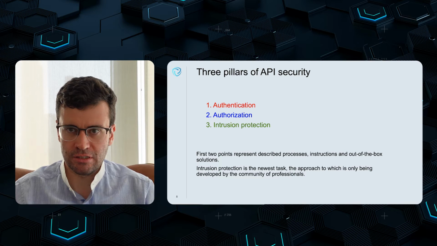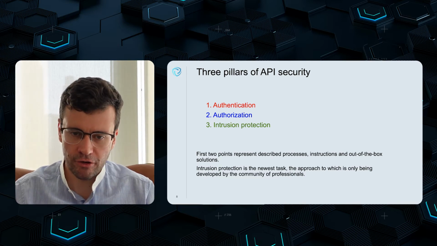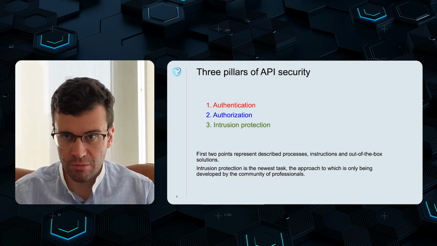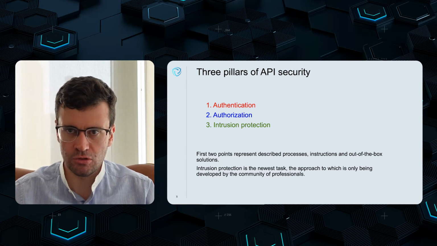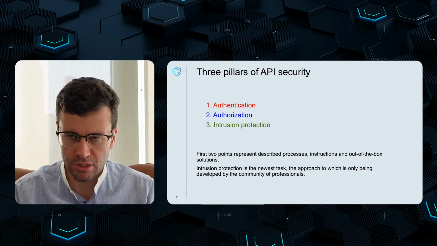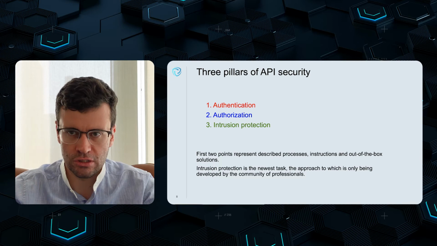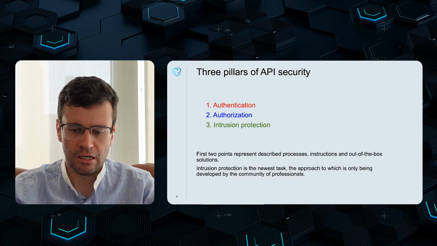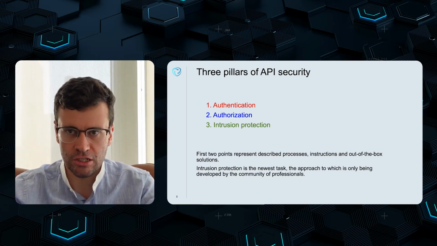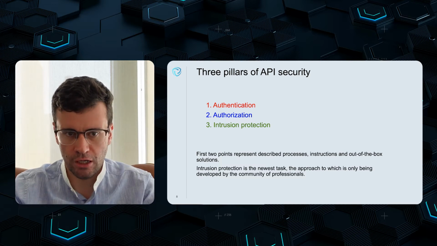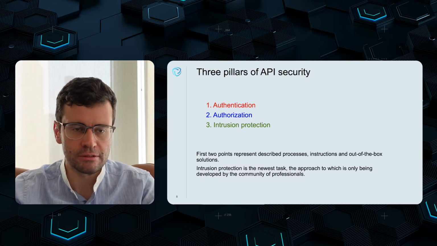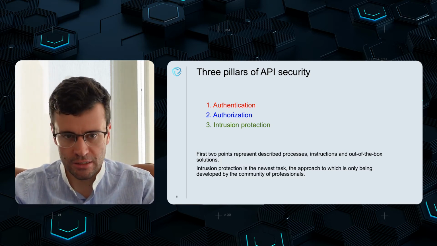And this is the most important task. It's the newest one too. There are no approaches to solving it just yet. They are just now being designed. The community and professionals are just beginning to think about what to do so that API security in terms of protection against intrusion is at the same level as the unification of authorization and just as unified.